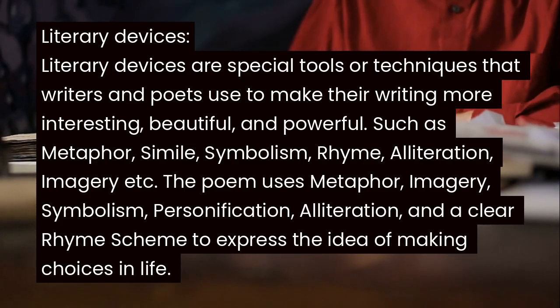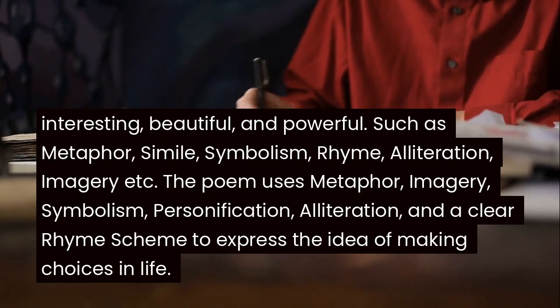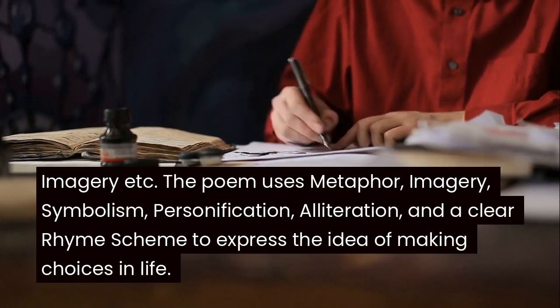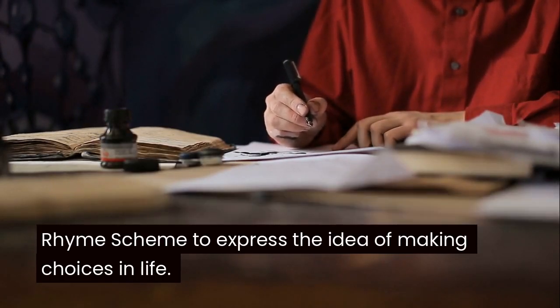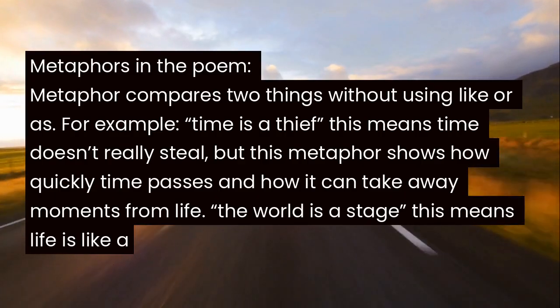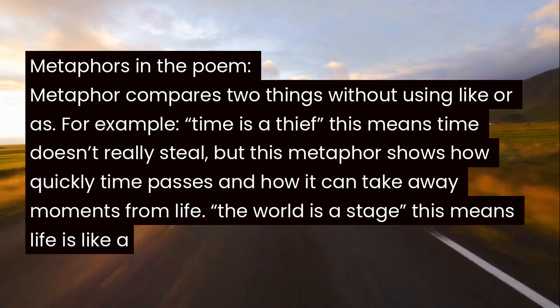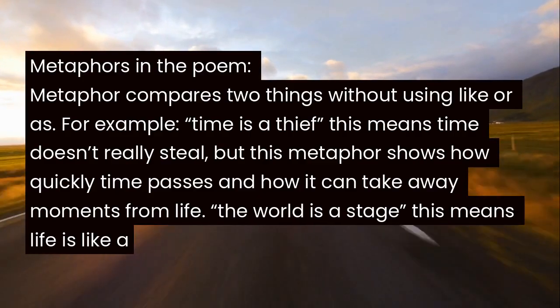The poem uses metaphor, imagery, symbolism, personification, alliteration, and a clear rhyme scheme to express the idea of making choices in life. Metaphors in the poem. Metaphor compares two things without using like or as. For example, time is a thief.